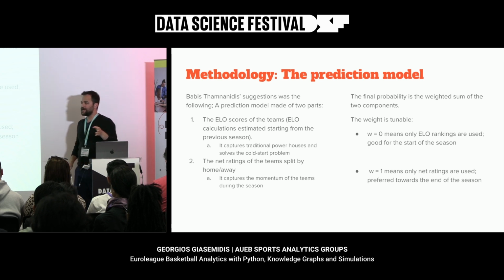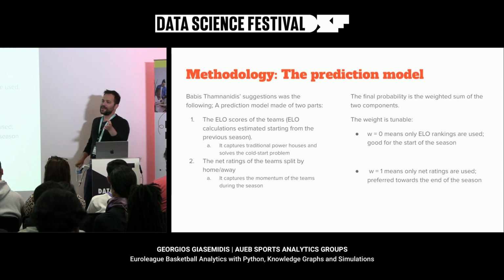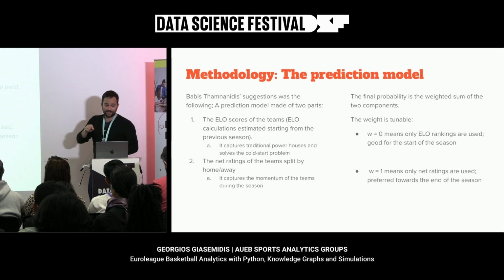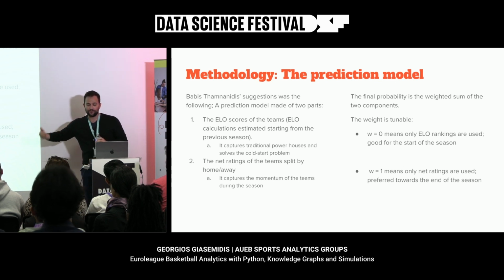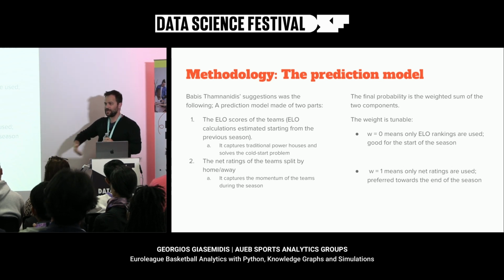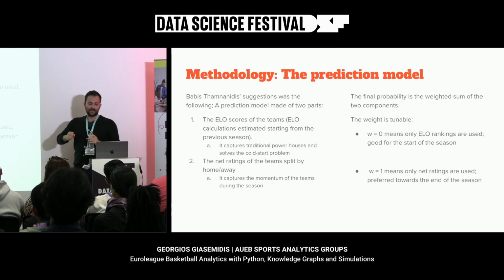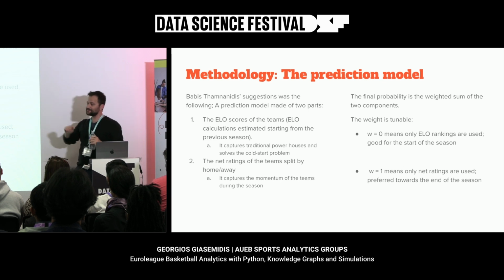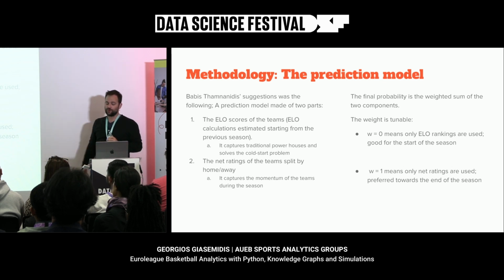But because we are data scientists, we need to normalize that, okay? So a net rating is a normalized version of the difference between points scored minus points conceded, normalized by number of possessions, but don't worry about that. The point is that net ratings capture the momentum of the teams during the season. So when the teams start playing, they build momentum. If the net rating is very positive, then that means the team scores more points than they concede, normalized, and that shows a very good form.